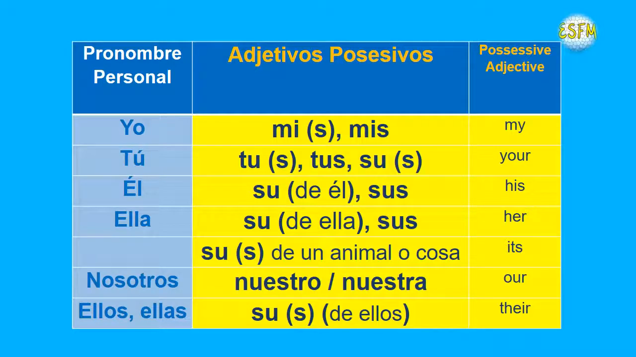Look at the following chart. I have pronombre personal in the first column, the second, adjetivos posesivos, and the third in English, possessive adjective. Yo, mi or mis. Tú, tu or tus. Él, su or sus. Ella, su or sus. If I'm referring to an animal or thing, su or sus. Nosotros, nuestro or nuestra. Ellos, ellas, su or sus. As you can see, this is in singular and plural.